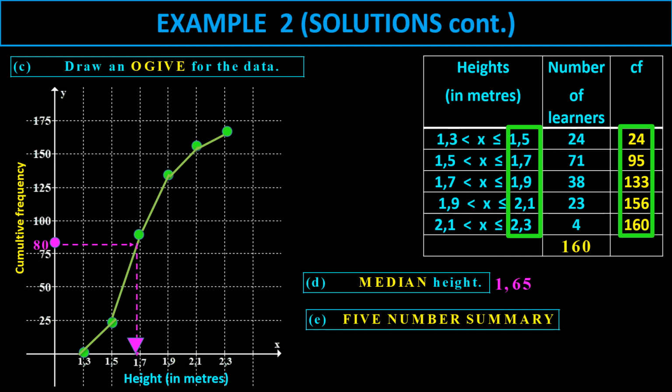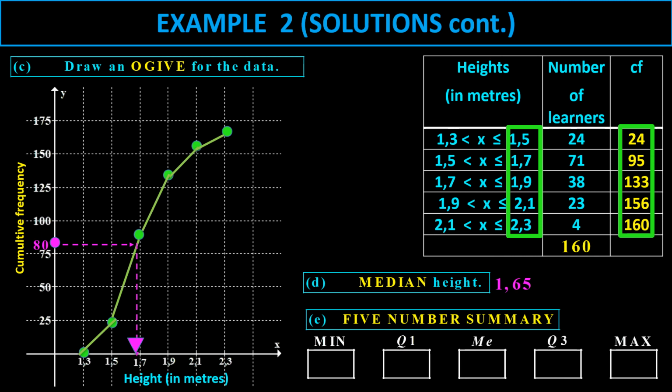Now we want the 5-number summary. What's the 5-number summary? That's right, minimum, quartile 1, median, quartile 3, and maximum. The minimum and maximum were provided, given to us before, the median we just calculated. Now, how do I get quartile 1? Quartile 1 is 25%. 25% of 160 is 40.